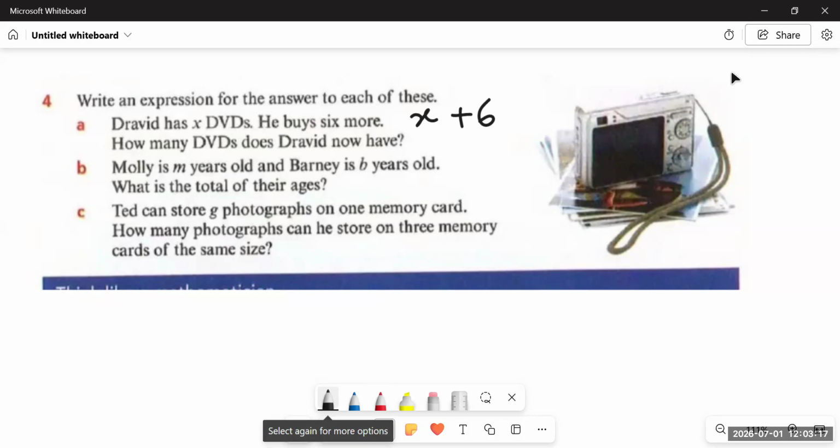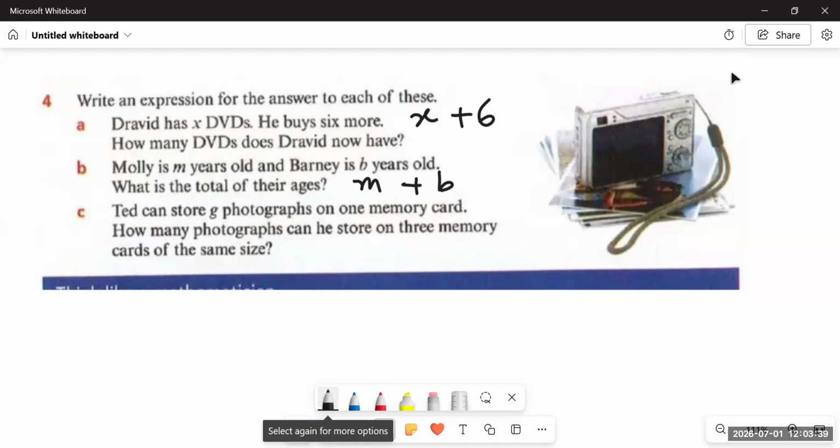Part B says Molly is M years old. Okay. Barney is B years old. What is their total age? So it's M plus B. This will be the total. How do we find a total age? By adding the ages of two or more people. Since their ages are given in variables, we'll simply add the variables.